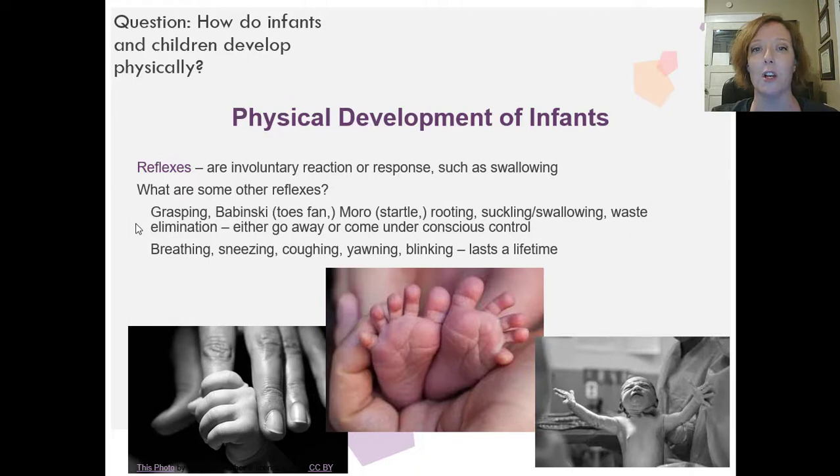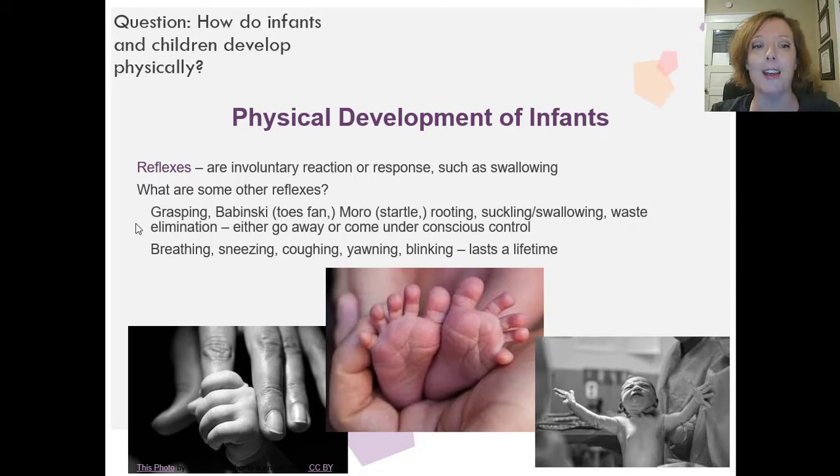They are involuntary reactions or responses like swallowing. What are some other reflexes? Well, we have a grasping reflex. So if you've ever been around a newborn or a very young infant and you put your finger in their hand, they're going to grasp it, and that is a very well-known documented reflex.